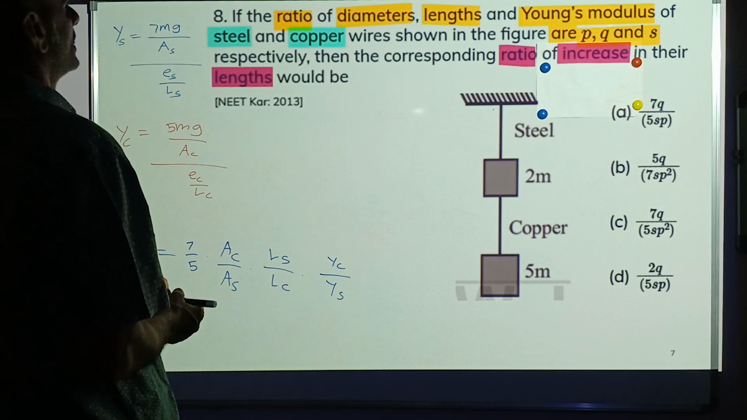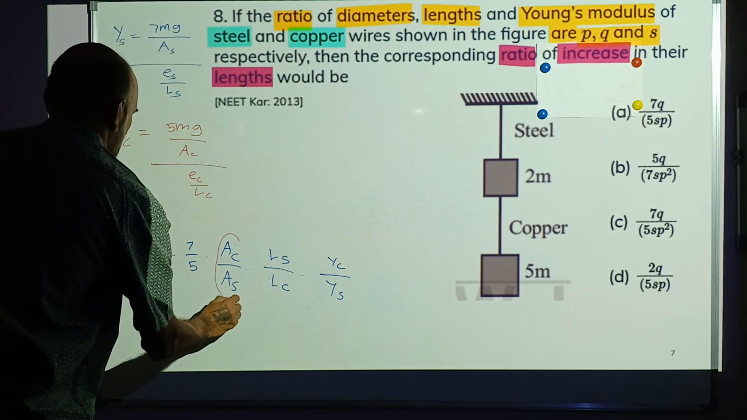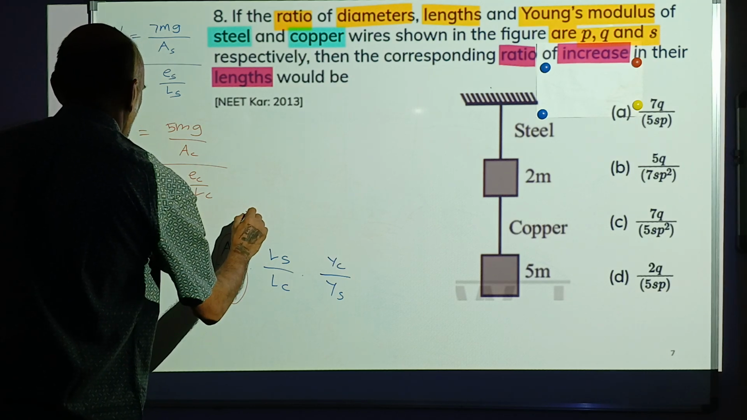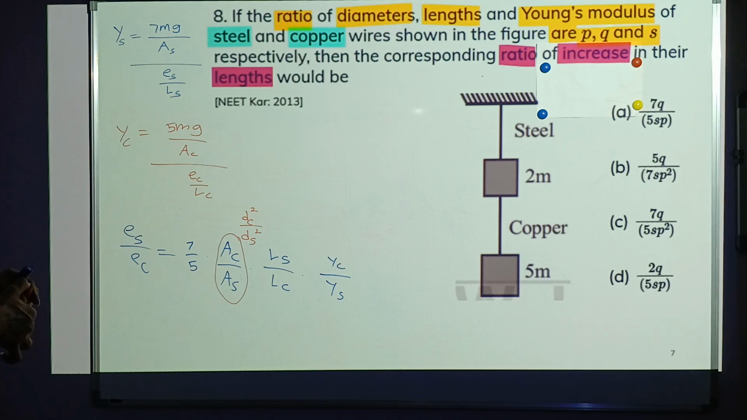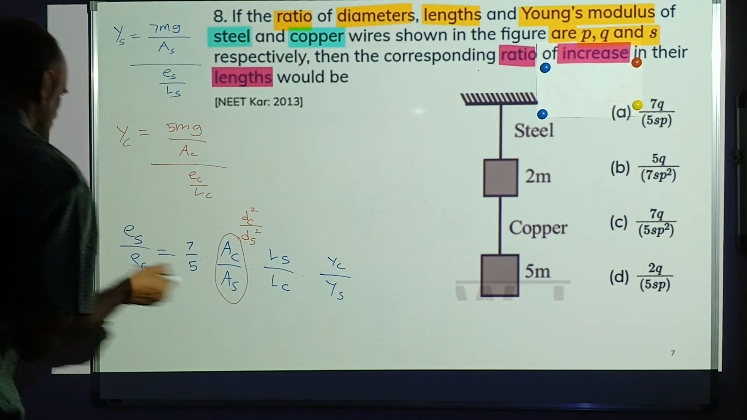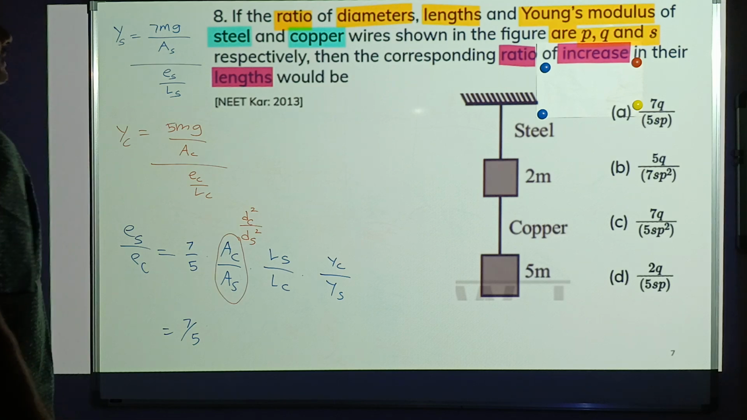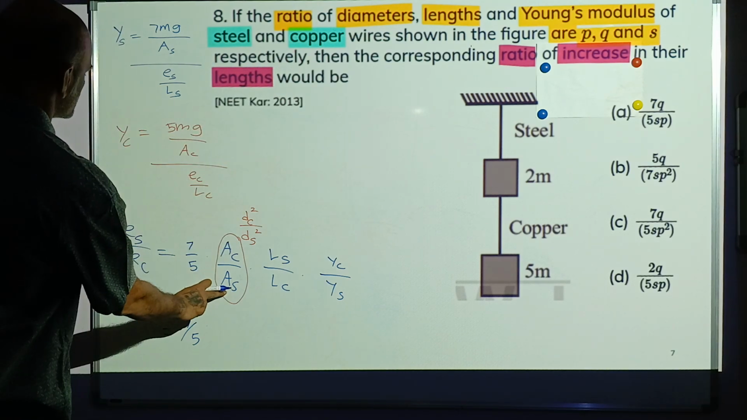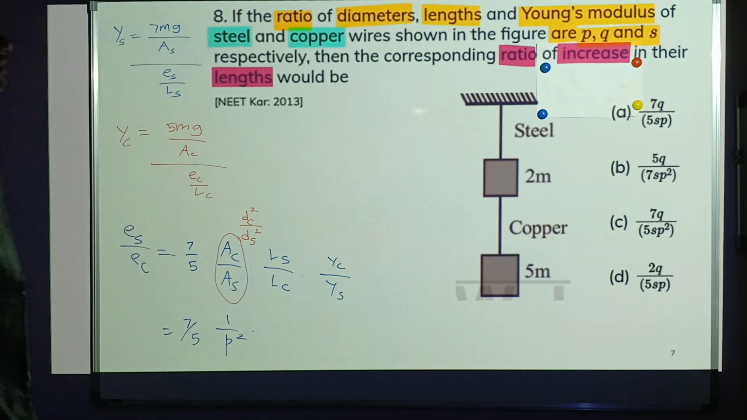And the ratio of diameters is given. Area is same as pi by 4 d square, so area ratio is same as diameter square ratios. So this is 7 by 5. Ratio of diameters is P, but it is steel by copper. So steel is down. So it will be 1 by P square.